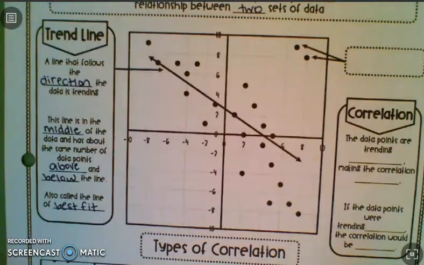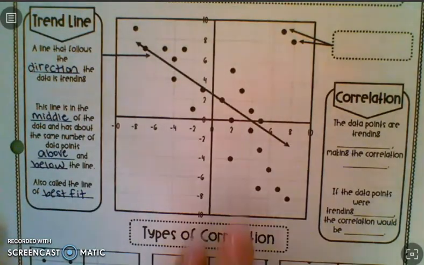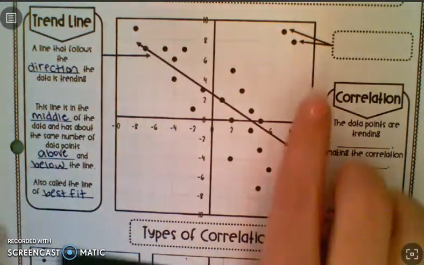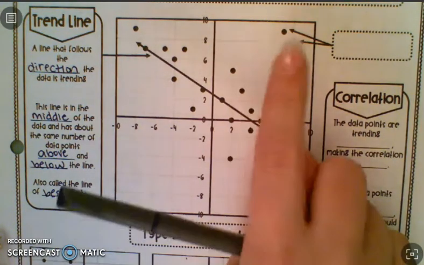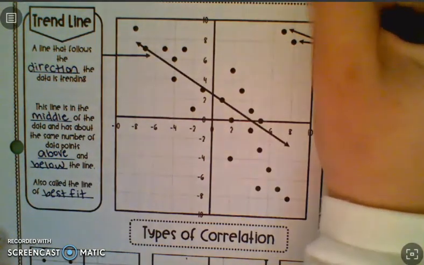And if you notice, most of the data points are really close to this line, but there are these two up here that aren't close to the line. Those are considered outliers.